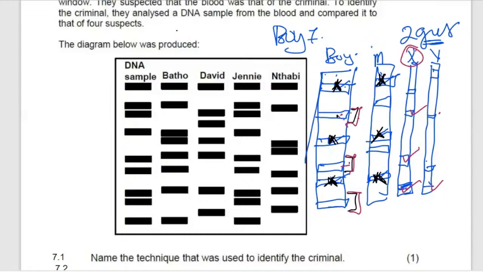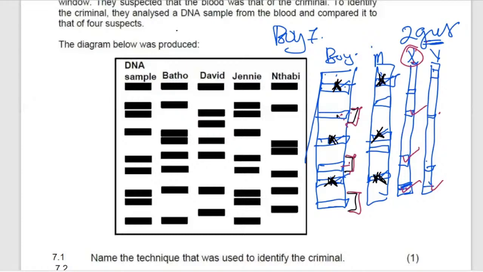Explain your answer. Why are you saying that X is the father? X is the father because the remaining bars of the boy, which do not correspond with the mother, correspond with this guy X. The word all must be there. All the remaining bars of the boy, after matching them with the mother, correspond with guy X.